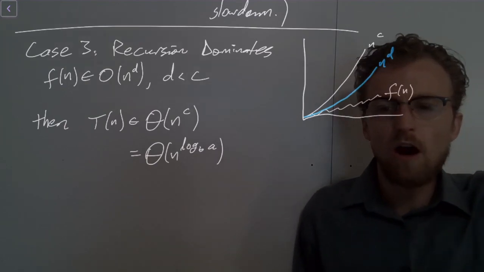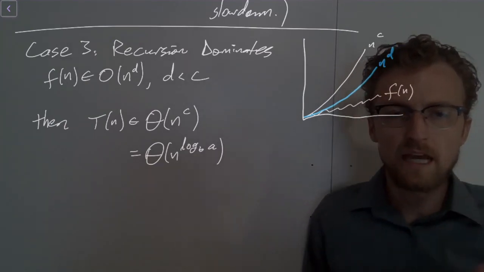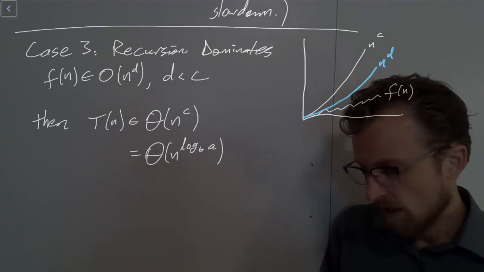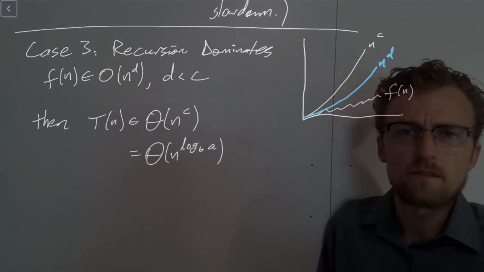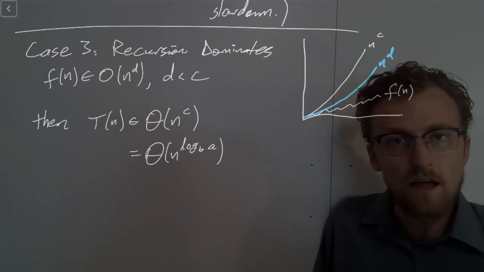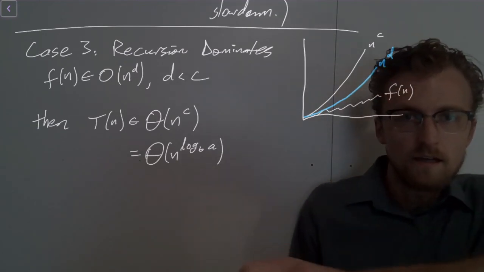Okay, so those are our cases. Those are the main cases of the master theorem. So now let's think a little bit in the next video about what this means. What does this tell us about the algorithm design process, if indeed it tells us anything?